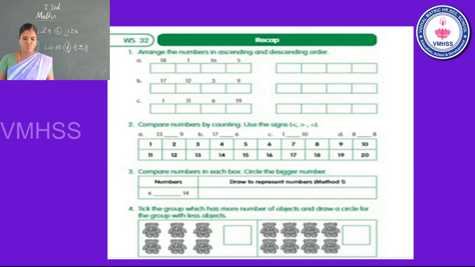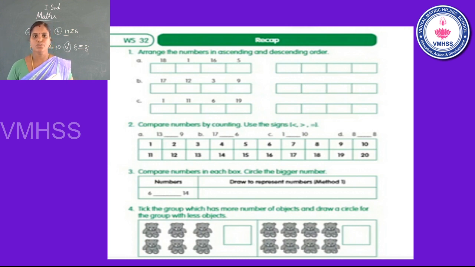Compare numbers in each box. Circle the bigger number. Draw to represent numbers. Okay. What is the first number? 6 dash 14. First draw the bigger number and cut the smaller number. So draw the bigger number.